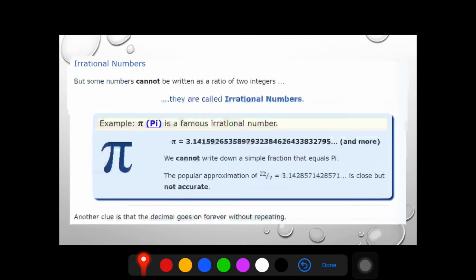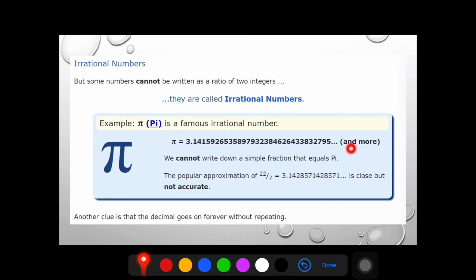And for irrational numbers, some numbers cannot be written as a ratio of two integers. They are called irrational numbers. For example, pi is a famous irrational number. Pi equals 3.1459 and so on and many more. We cannot write down a simple fraction that is equal to pi.